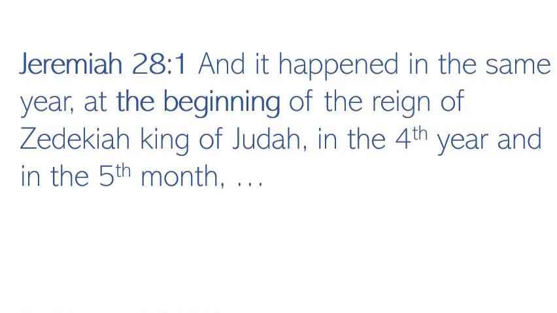Of course, in chapter 28, it happened the same year, in the beginning of the reign of Zedekiah, in the 4th year in the 5th month. So we get a little more information here, don't we? Zedekiah reigned 11 years, but it says in the beginning of his reign, the 4th year, 5th month. So that's like the first half is the beginning.